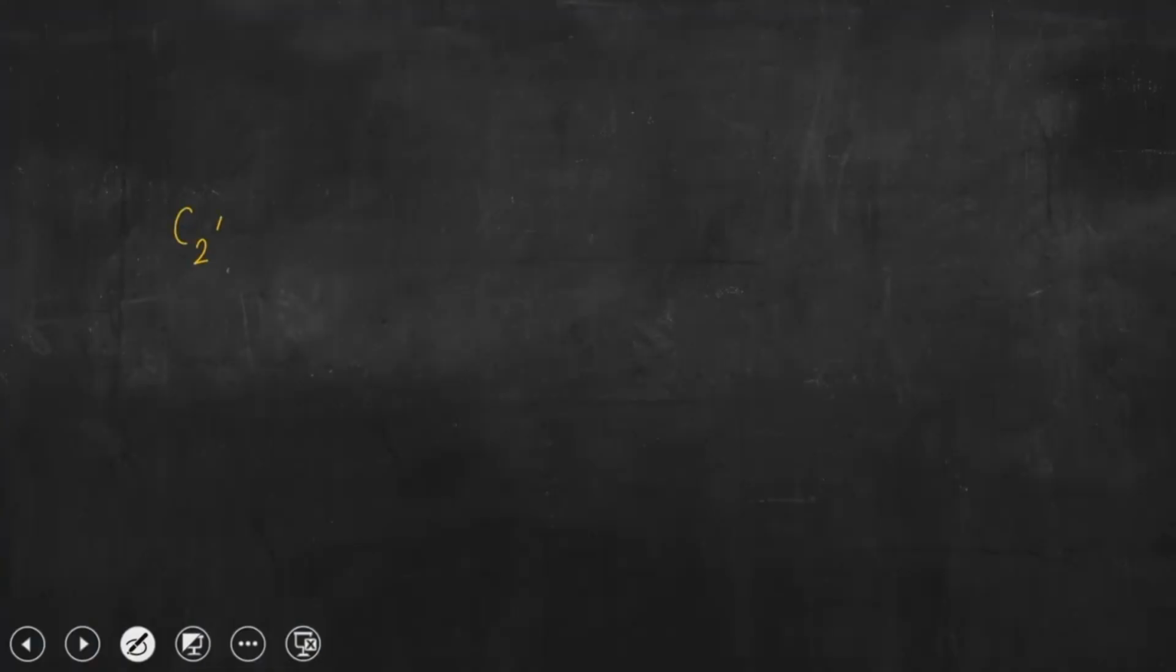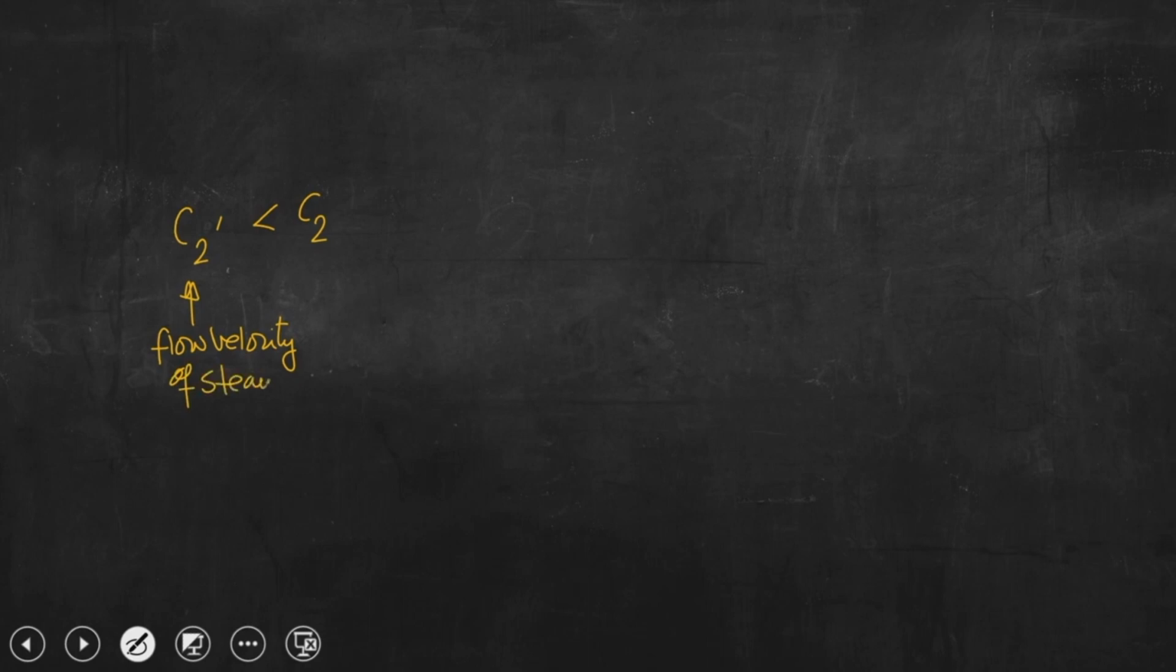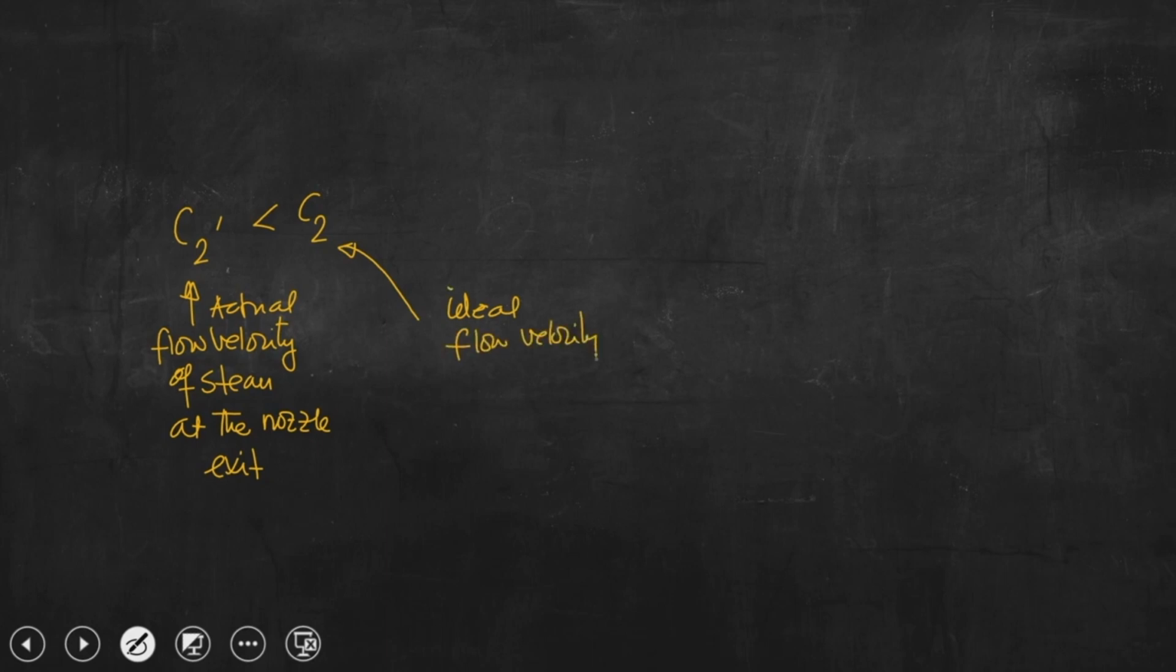C2 prime is much less than C2. So C2 prime is the actual flow velocity of steam at the nozzle exit, and C2 is the ideal flow velocity of steam at the nozzle exit.